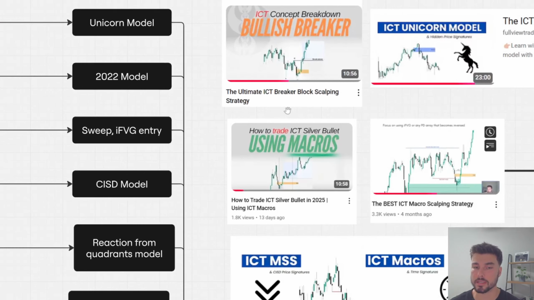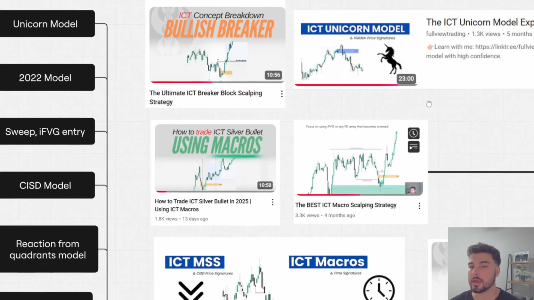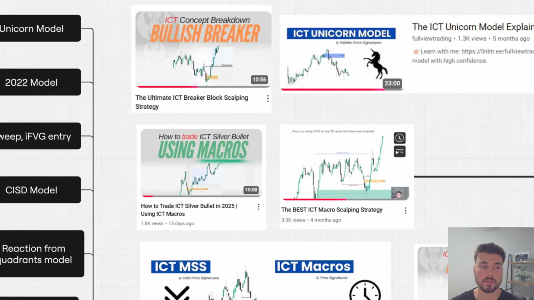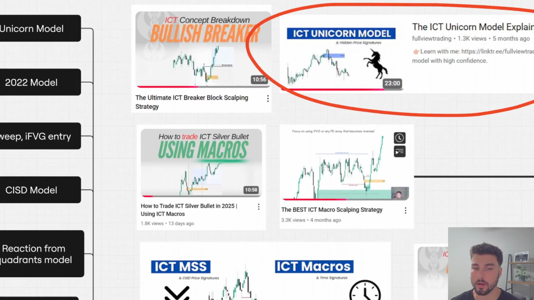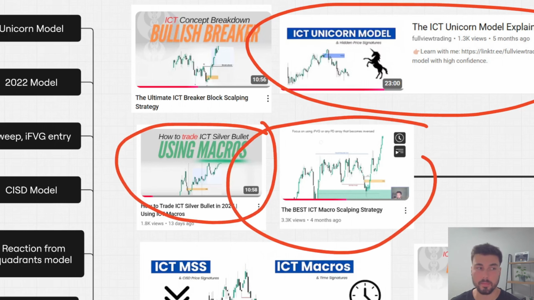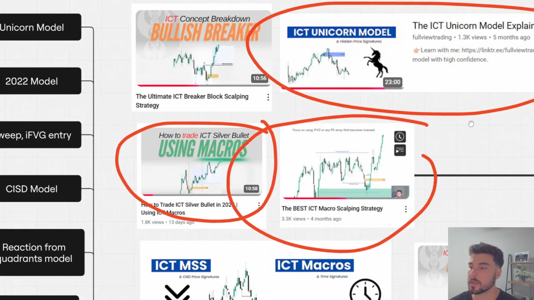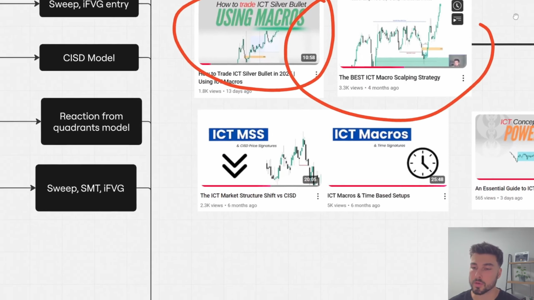All right, the first one is the ultimate ICT breaker block scalping strategy. I'll explain what a breaker block is, how to use it. Over here, I'll give you a model that you can use, a very simple model called the unicorn model that actually incorporates a breaker block. Talk about macros in this one, right? Talk about macro scalping in this one. Again, these videos will give you what macros are, but also how to use them.